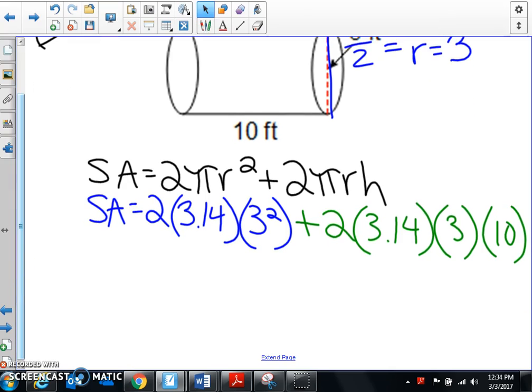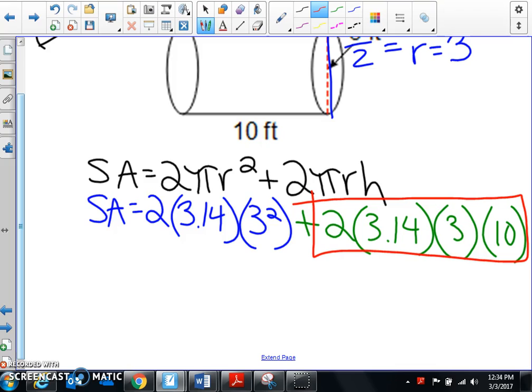Okay, so at this point, if they were to say, what is the lateral surface area, I would only do the green part. If they said, what's the lateral surface area? And then that would be done. But if we had to find the entire surface area, we would go ahead and just keep plugging in like normal. So 3 squared is 9.